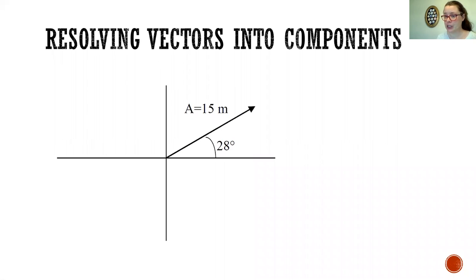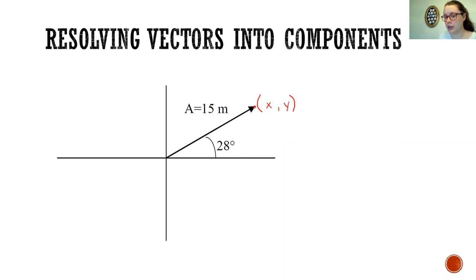So the first thing we're going to need to know how to do in this lesson is how to resolve vectors into components. We want to take a vector that's not perfectly on the x-axis or perfectly on the y-axis, and break it apart into two vectors that could add to the same vector, that have an x and y component. So basically, at the tip of the vector, what is the x and what is the y?